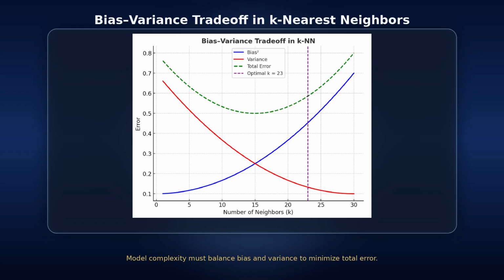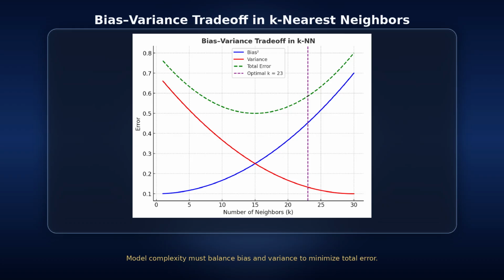When k is very large, the model averages over too many points. Variance is low, but bias is high, which means the model becomes too simple and may underfit. The optimal region is in the middle, where the total error curve reaches its minimum.